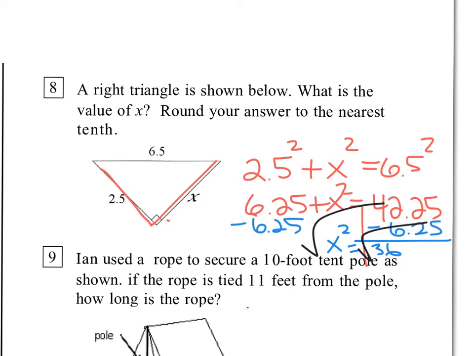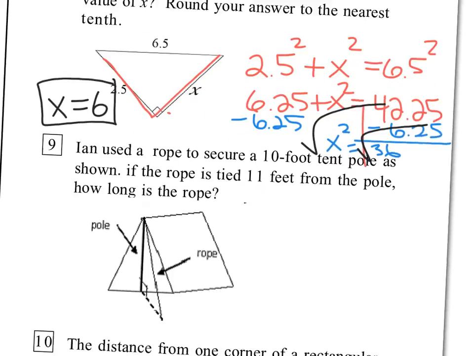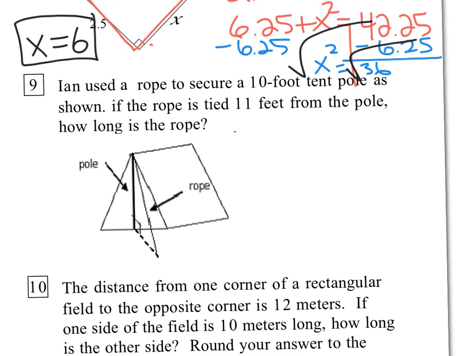I know 6 times 6 equals 36. So what number times itself equals 36? It's 6. All right? Not too tough. Next one. As I look at this one, I got to make sure. This one's kind of tough to notice what's going on.